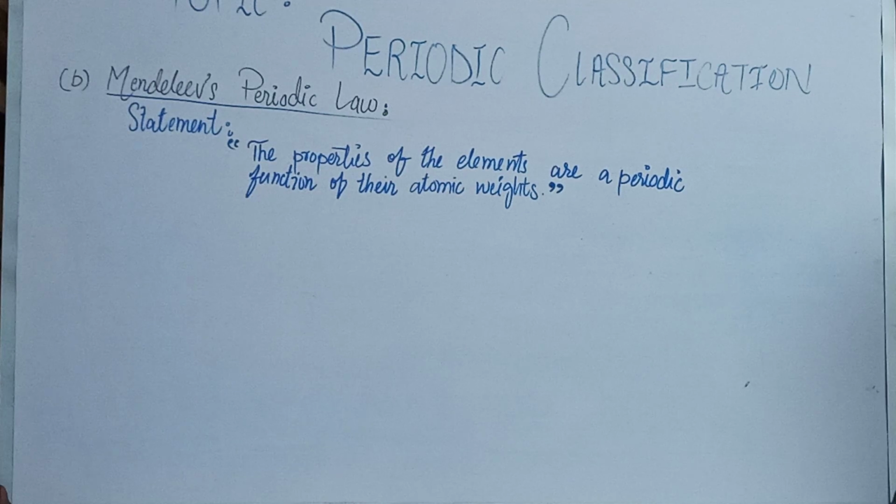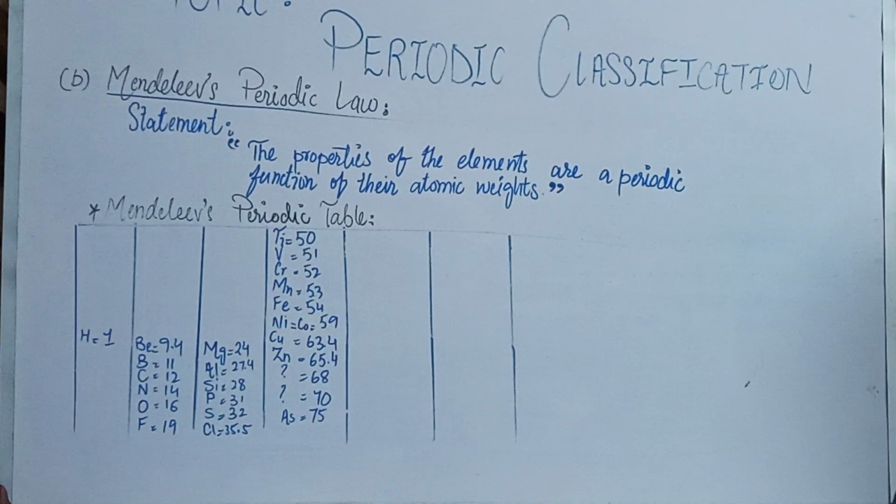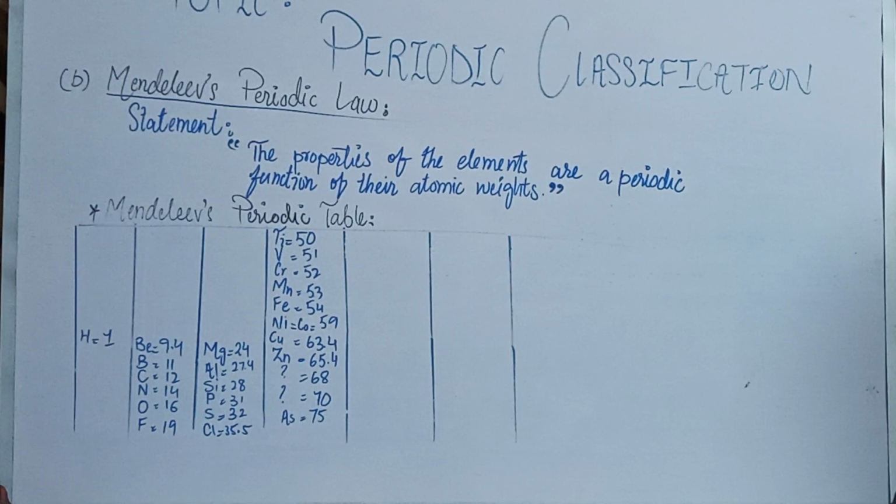Mendeleev arranged all the then known elements in order of their increasing atomic weights in 7 horizontal lines called periods and in 8 vertical columns called groups. The horizontal lines are periods and vertical columns are groups. Now let's discuss Mendeleev's periodic table. I'm not going to discuss each and every element, but I'm just trying to give the concept of this law.